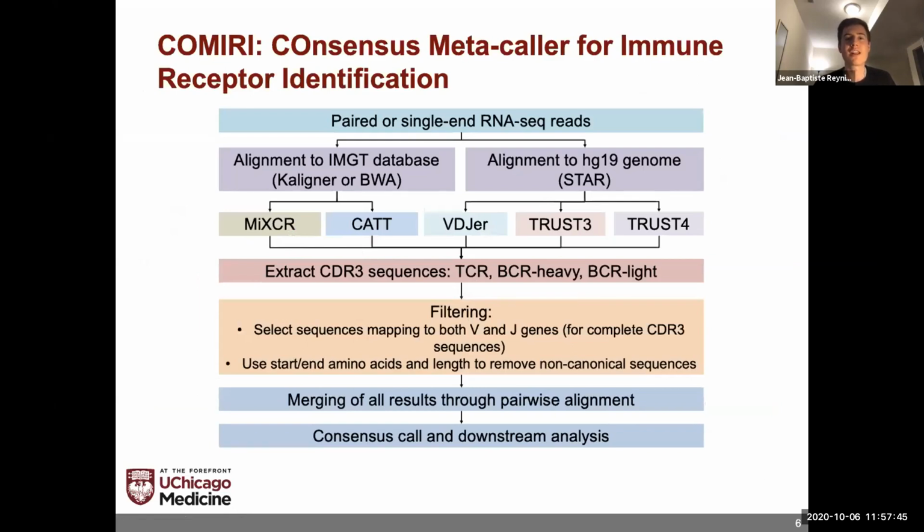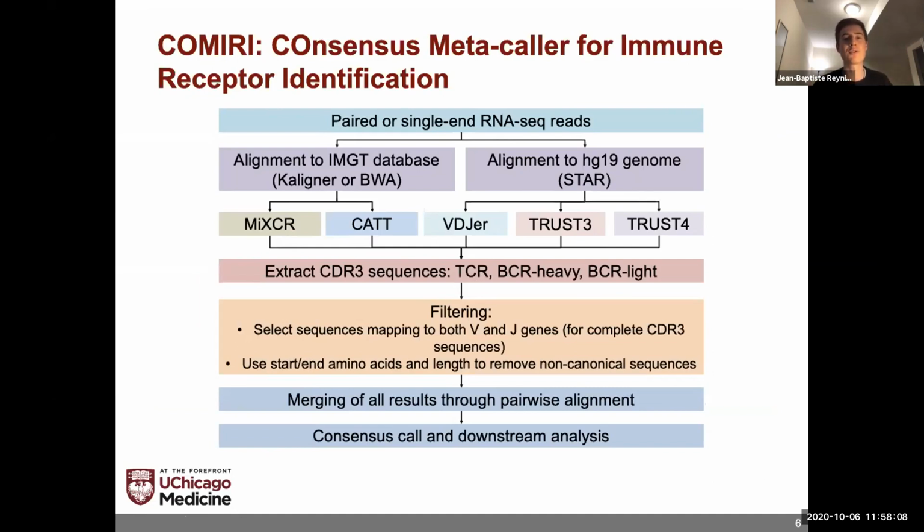When I first started out this analysis of B cell and T cell receptors within our samples, I was only working with Trust3, this algorithm here. And so I noticed that there were a lot of issues with the outputs. So there were a lot of fragments, there were duplicates and also non-canonical sequences. And so I decided to try out different algorithms, and that's how I came up with this whole pipeline.